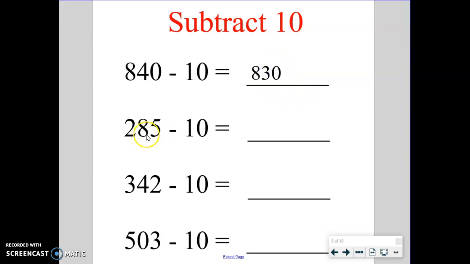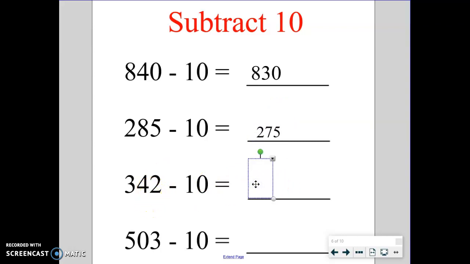I have 285, and again I have to take away 1 out of the tens place. I know my 8 is my tens, so 8 minus 1 is 7. So instead of 8 tens, I'm going to have now 7 tens. Still have those 200s, but now I only have 7 tens, and I still have those 5 ones, so 275.